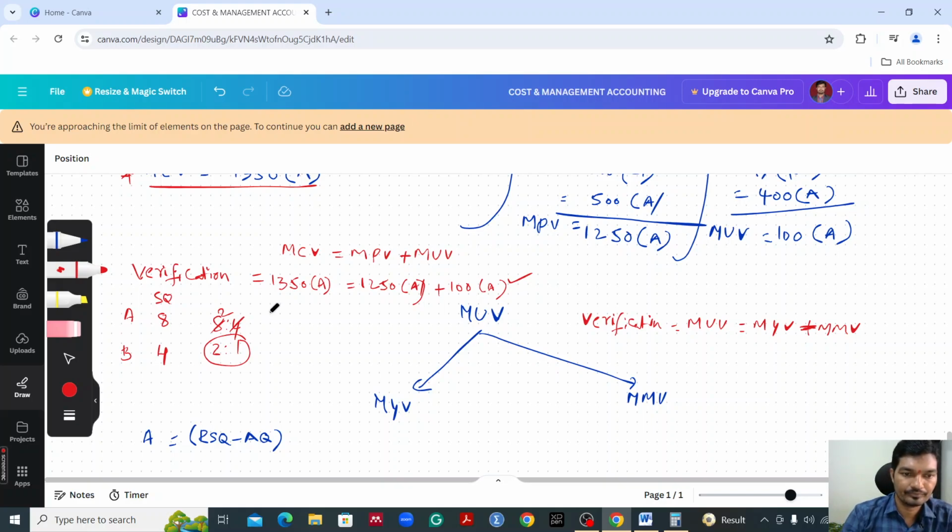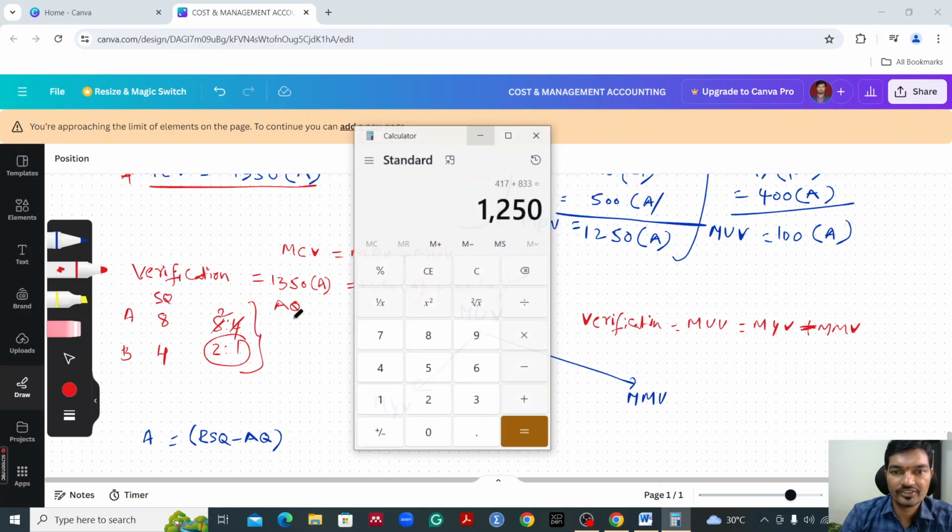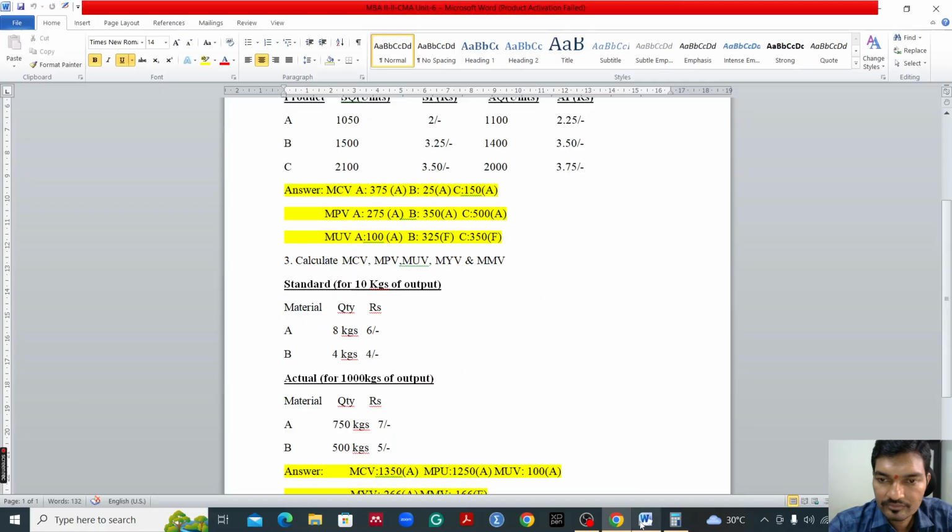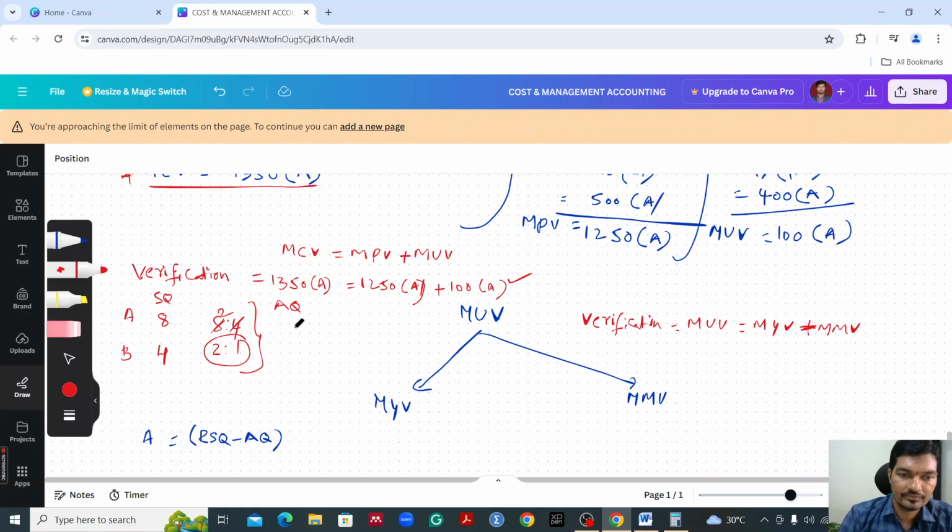I'll write here. The actual quantity for material A according to the sum is 750, and 500 for material B. You need to total this: 1250, you are getting it. This is the total actual quantity for material A and B.